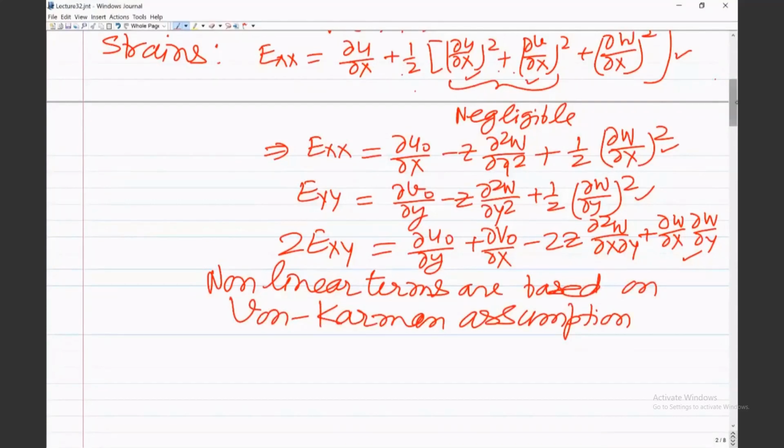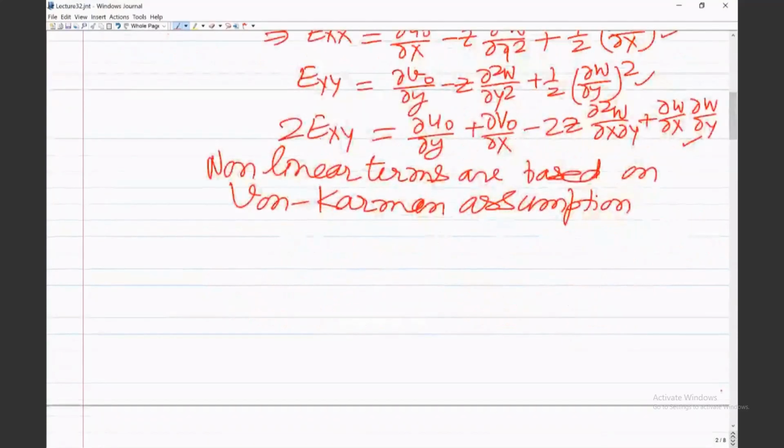So once you write this, the rest of the derivations are similar to what we have done so far, and for any problem you should actually be able to do it. So now if we look at the strain vector E, I am writing the shear strain as twice of exy. So exx, eyy, and let us say twice of exy, that I'm denoting as E.